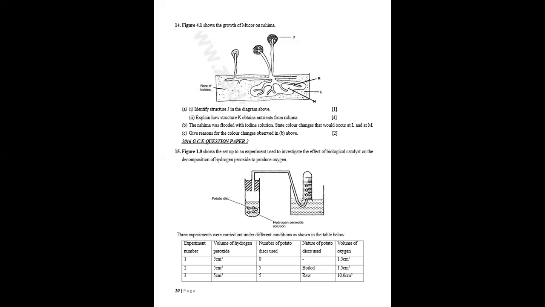In experiment three, the volume of oxygen produced is very much. This is because all the enzymes in the potato disc are converting hydrogen peroxide, producing oxygen and water.